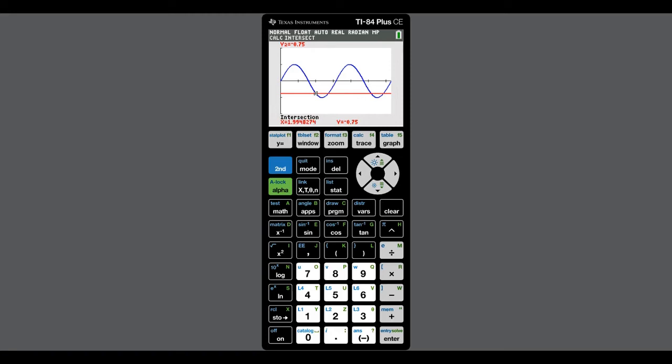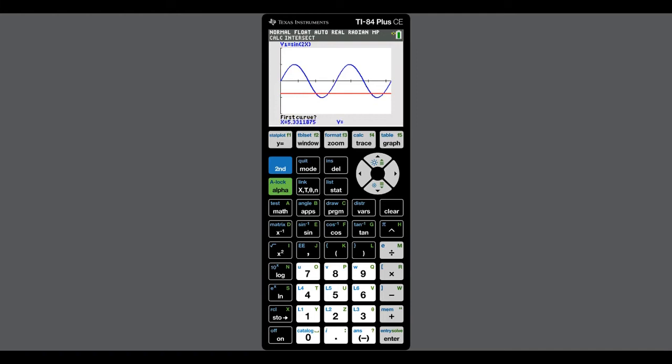All right, we still have to find the intersection points all the way on the right. So again, keep going. Second trace, intersect. All right, before we press enter 3 times, use your right arrow and get closer to the point of intersection that you want. Again, you don't have to be on top of it. You just have to be close to it. All right, if you press enter 3 times, 1, 2, 3, you get 5.14. All right, we have one more intersection point. Press second trace intersect.